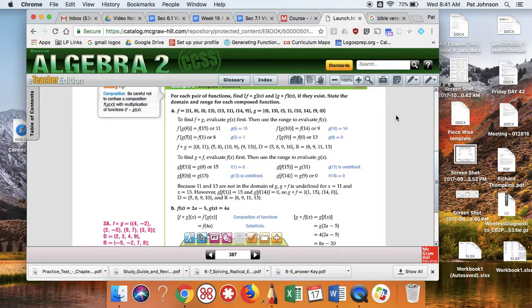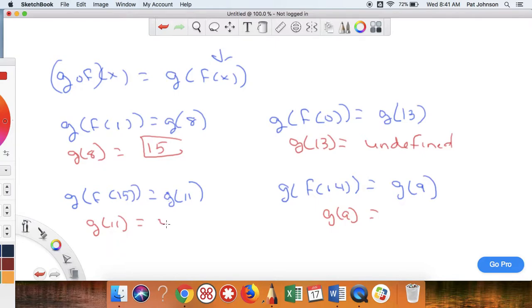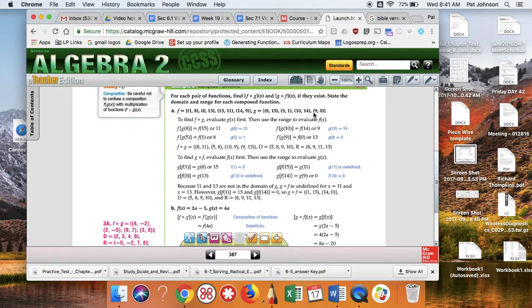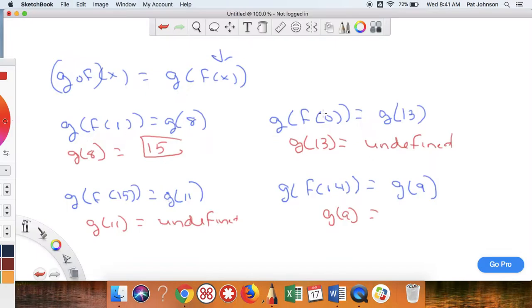Then I go to g of 11. There are no 11s in the x-coordinate of g. So this one is also undefined. Now I'm going to do g of 9. Is there a 9 in the x-coordinate? Yes, and that result is 0. Okay, so the only two that exist are these two right here.